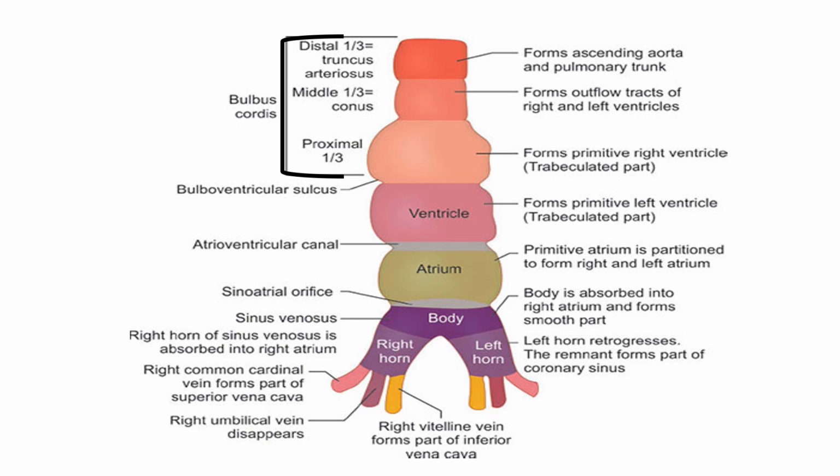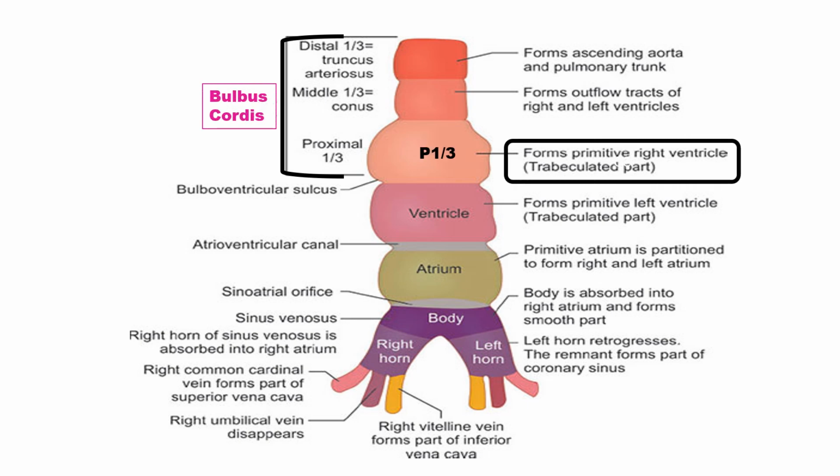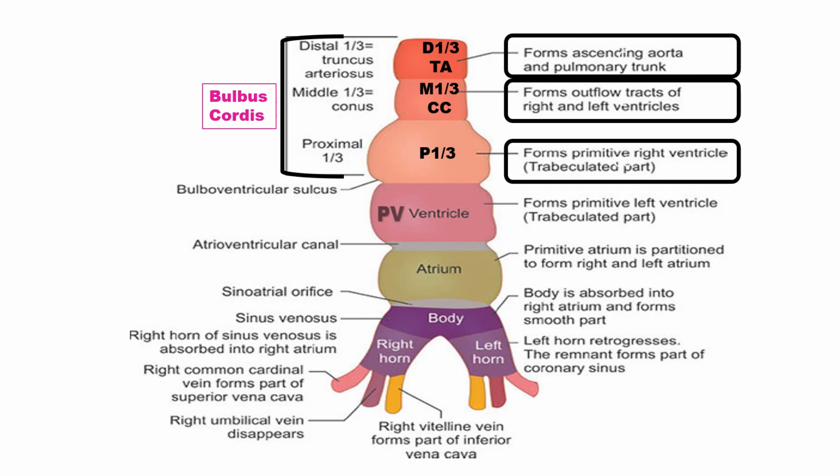The various derivatives from the different saccules or dilatations of the heart. Bulbus cordis proper, the proximal one-third, forms the primitive right ventricle, the trabeculated part. The middle one-third, which forms the conus cordis, forms the outflow tracts of both ventricles, that is the infundibulum of the right ventricle and the aortic vestibule of the left ventricle. The distal one-third, the truncus arteriosus, forms the ascending aorta and the pulmonary trunk.